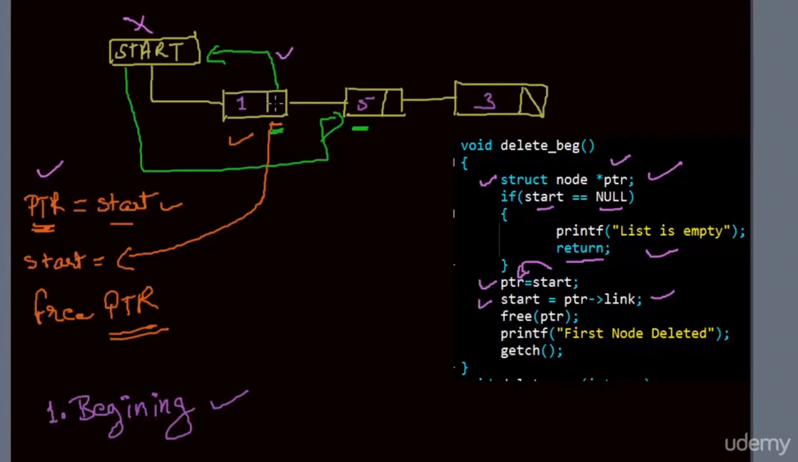It will replace the content of start with the link part of the node. Finally we will free up ptr, this one, and obviously as a notification to the user we will tell the user that the first node is deleted, and we will return from the function.